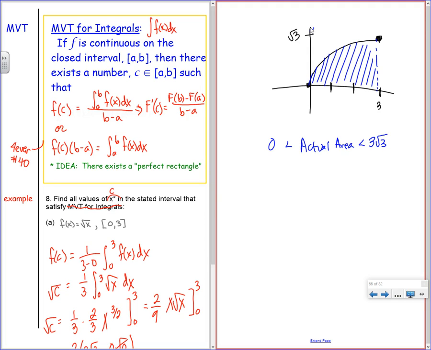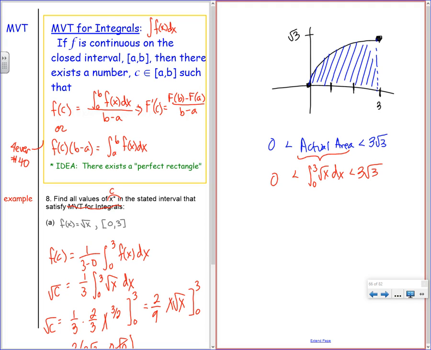It's something in between. So by IVT, as I pick different heights to use for the rectangles, I'm going to hit all of the different possible areas in between. So what MVT says is, since you have to go from 0 to root 3 with all of your different f of c's, there's going to have to be a perfect f of c where the area of the rectangle will equal the actual area. So the actual area, that's the integral from 0 to 3 of square root of x dx. Intermediate value theorem says, if you're going to cross through all the different f of c's, you're going to have to go through the perfect one somewhere.